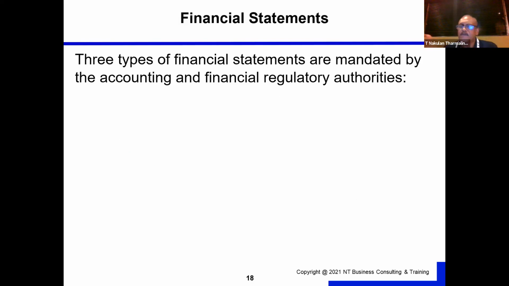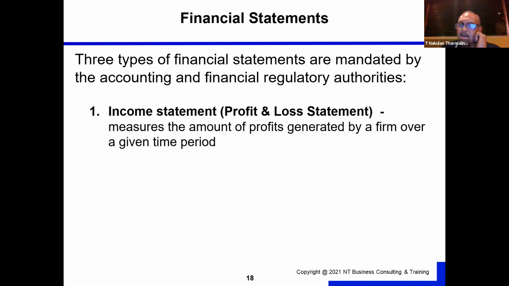So there are three types of financial statements which are mandated by accounting and financial regulatory authorities or even government authorities, when you want to submit your tax returns or in terms of your partnership in your firm or whatever business you have. The first thing is an income statement, very commonly known as a profit and loss account or a profit and loss statement. It measures the amount of profits generated by a firm over a given period of time.